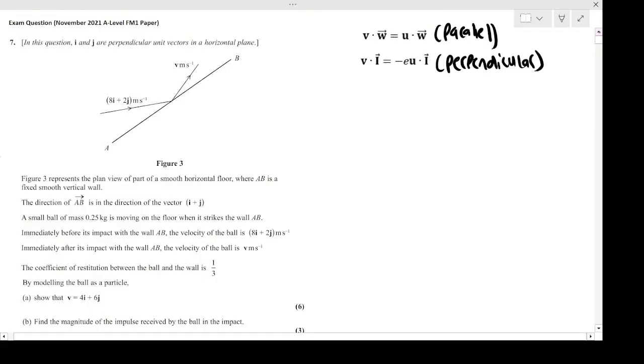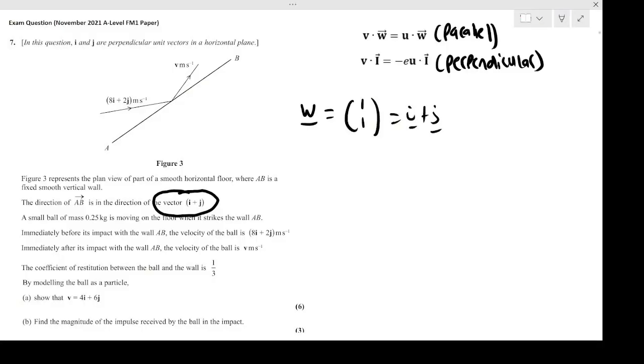Okay, so we have this diagram here, and we're told the direction of A to B. Now, A to B is the wall. So we're told the vector AB, the vector of the wall, is in the direction i plus j. That means we could say the direction vector for the wall, I'm going to call it w, is i plus j, or in column vector form (1, 1). Okay, hopefully happy with that.